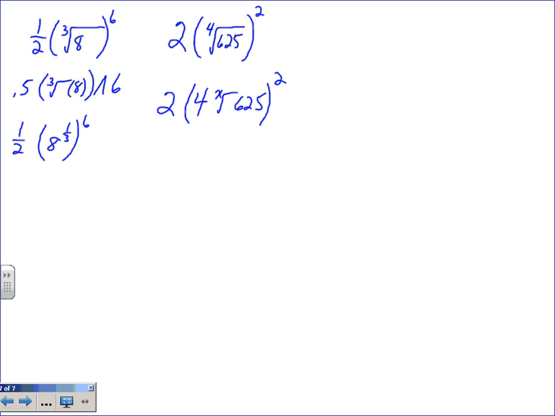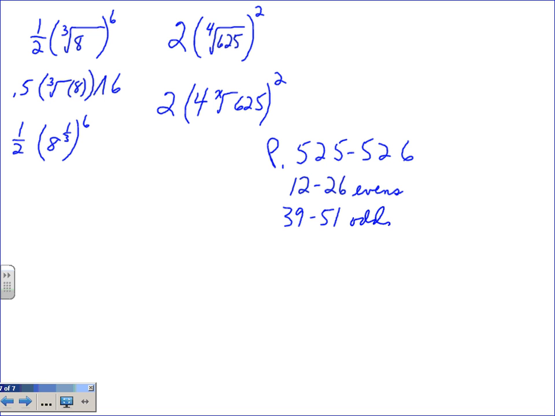All right. Your homework is on page 525 and 526. 12 through 26, the evens. 39 through 51, the odds. 54 to 62, the evens. And 64.